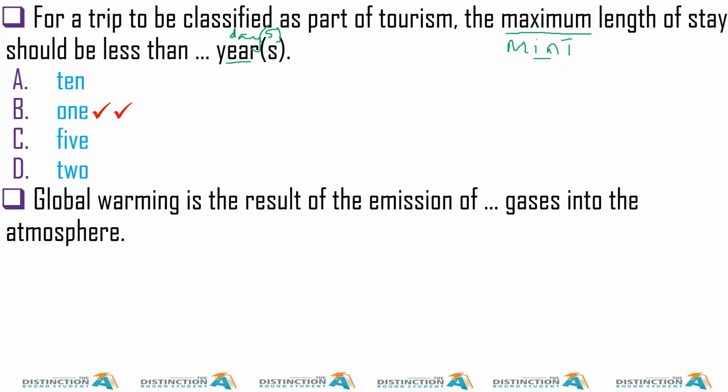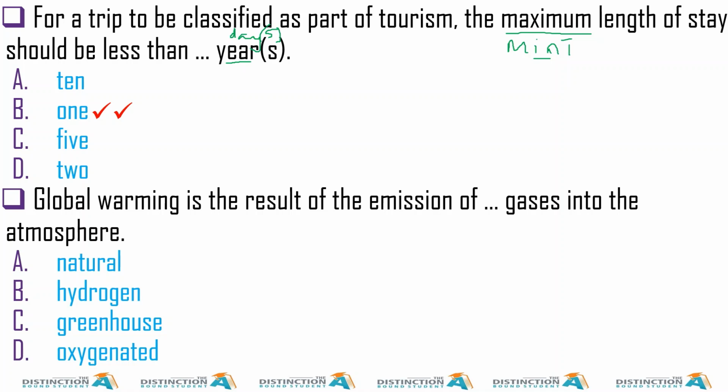Right, global warming is the result of emission of, we call them greenhouse gases. Okay, I don't know what's wrong with me today. I'm just giving answers just like that without giving you a chance to think. I would like to apologize for that. So yes, global warming, that would be, could we say natural gases? No. Hydrogen? No. Oxygenated? No. That would be greenhouse gases.